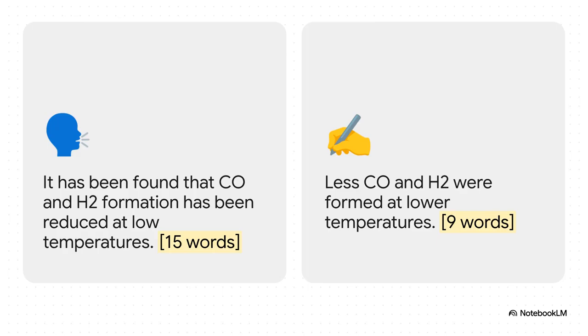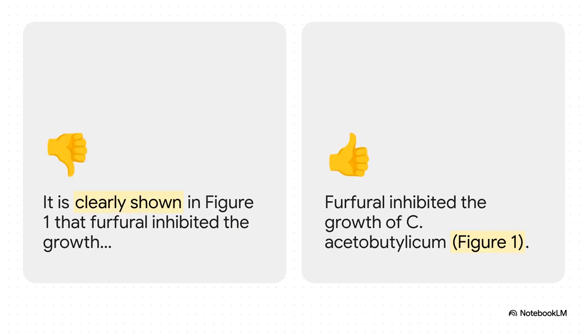Oh man, clarity and conciseness. These are your absolute best friends. Reviewers are always looking for this. Just check out the difference here. The wordy one is 15 words, the concise one is 9. But it's not just shorter. It's stronger, it's easier to read, and it just sounds way more confident. So be a hunter. Hunt down those clunky phrases like "it has been found that," and just get rid of them.